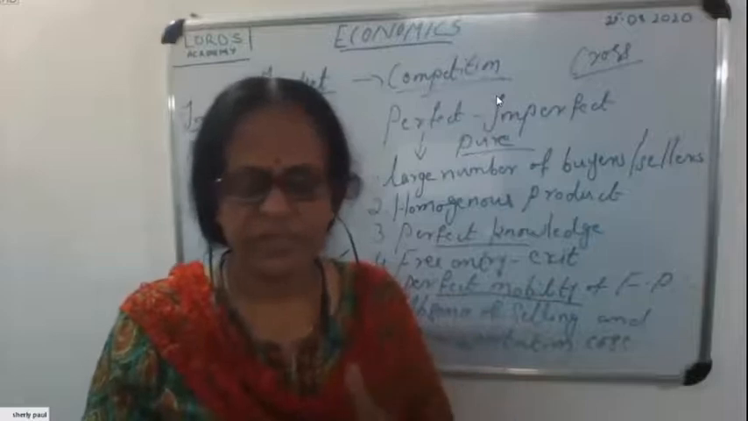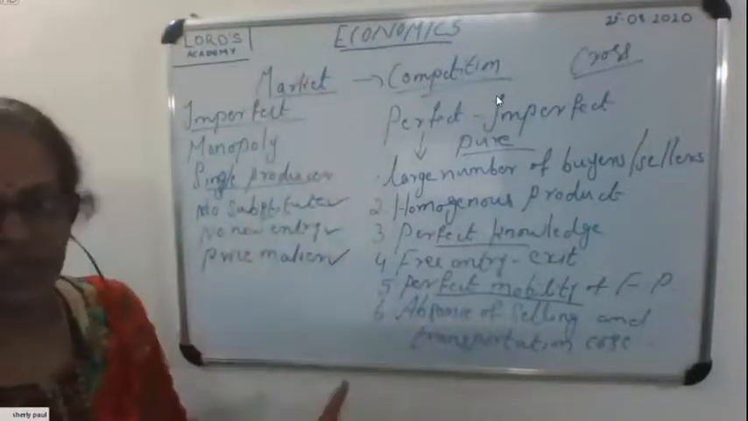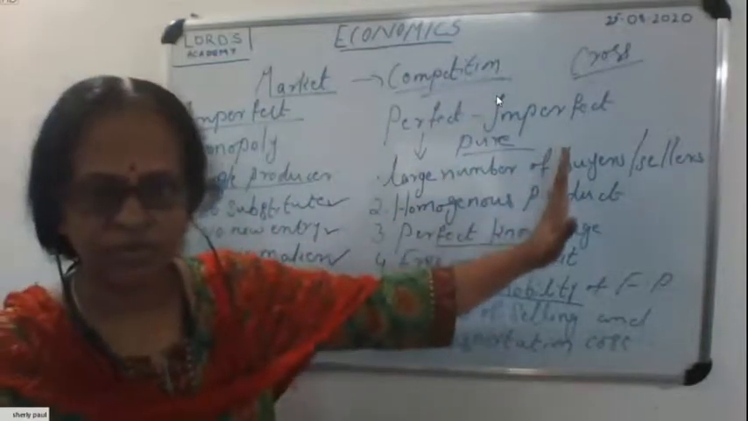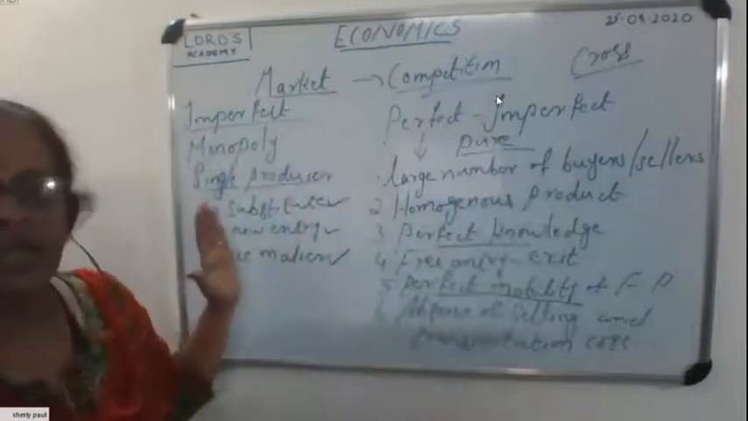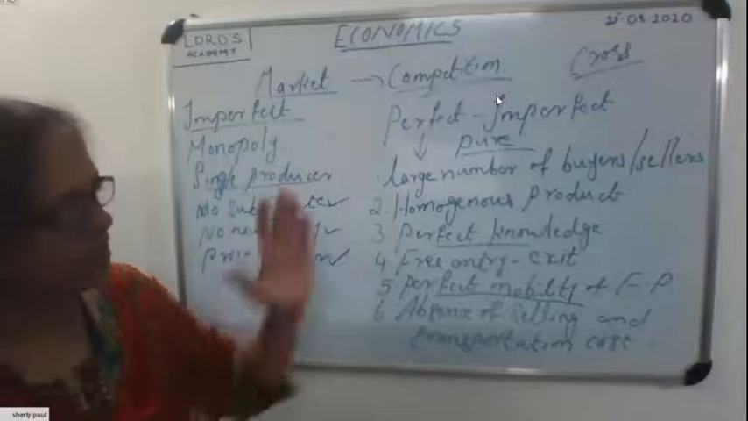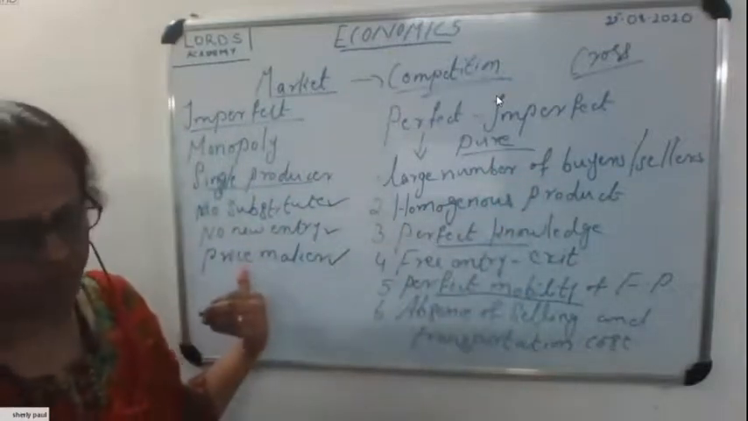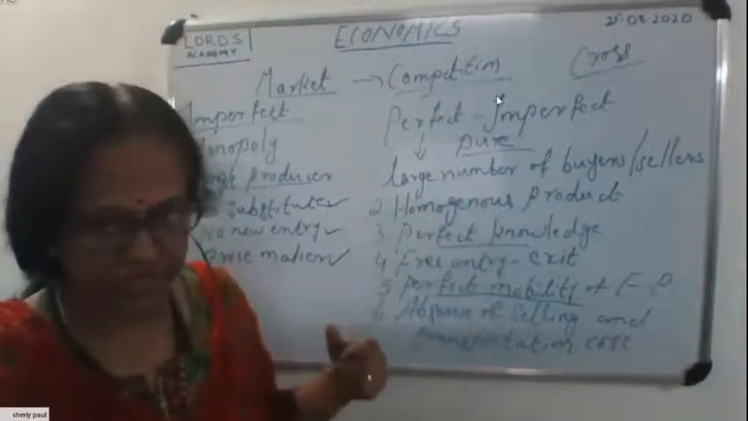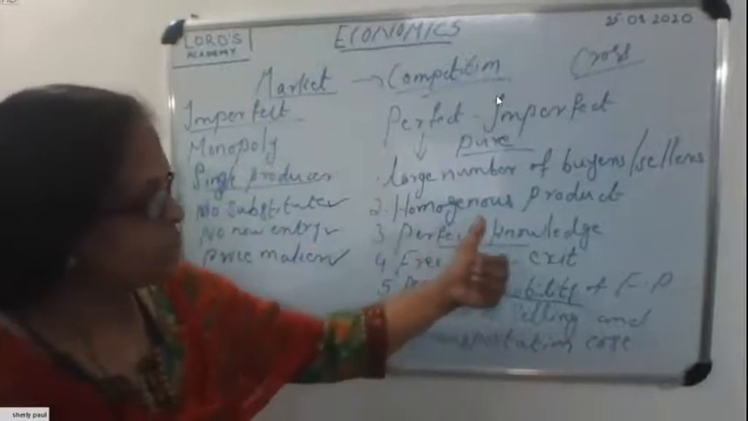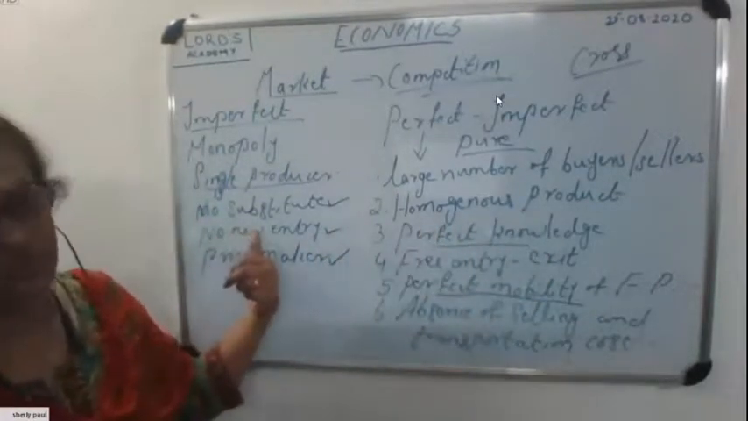Then on the next page, you can see one table, basis of difference between perfect competition and monopoly. It is very easy. Basis of difference: number of buyers and sellers. In perfect competition, a large number of buyers and sellers; in monopoly, only one seller. Then entry and exit of firms: here free entry and exit, but in monopoly restrictions are there. Then substitutes of the commodity: here many close substitutes, but in monopoly no close substitute.